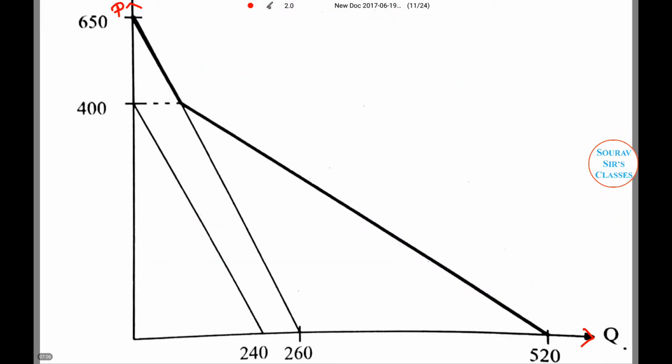Taking price on the y-axis and Q on the horizontal axis, we see that we have two points on the P axis, that is 650 and 400, and we have 260 and 520 on the quantity axis. You can correlate the prices that we obtained earlier mathematically along with this graph to check the accuracy of the sum. Moving on to the next question.